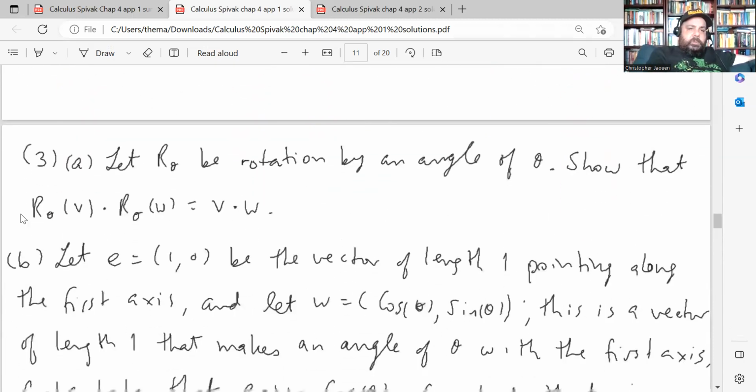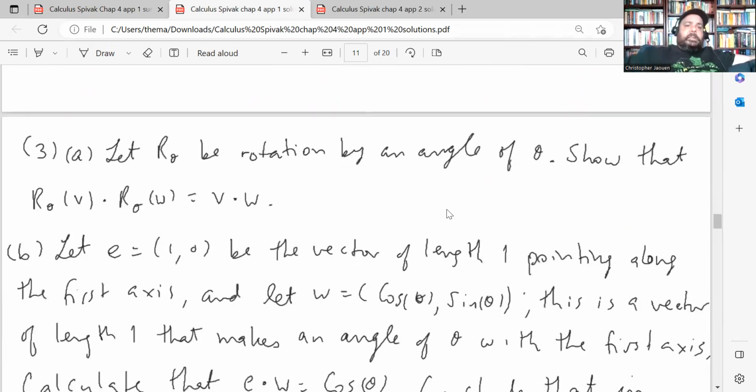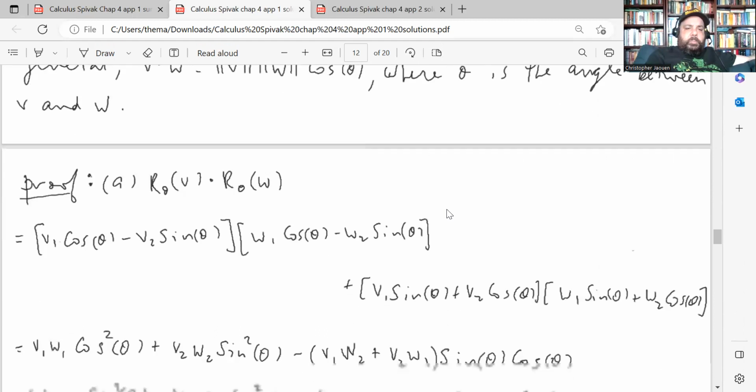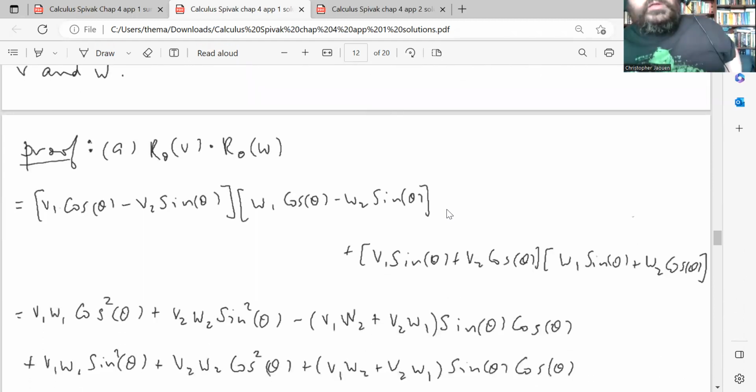Right? Question number 3. Part A says, let R theta be rotation by an angle of theta. Show that the dot product of the rotated vectors is equal to the dot product of the original vectors. Let's do that one first, and then we'll look at part B. So if we look at the dot product of R theta V and R theta W, using the formula that we derived in whichever problem it was, number 1 or number 2, I forget which one now.